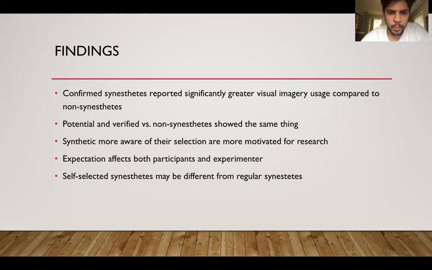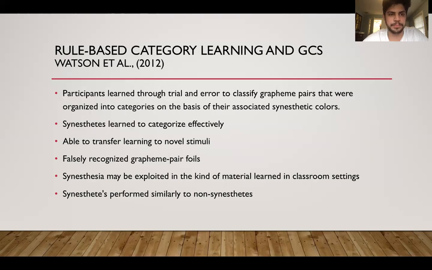Synesthetes are more aware of their selection typically when they self-identify. So that's definitely an area of bias. There's also expectation bias that goes both ways. And self-selected synesthetes, people who kind of self-identify, may be different from just verified synesthetes.